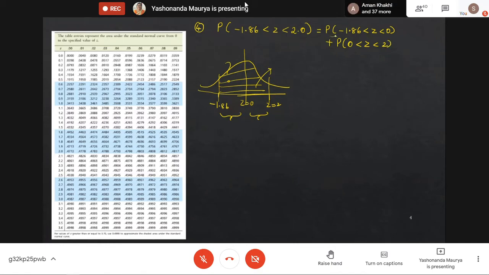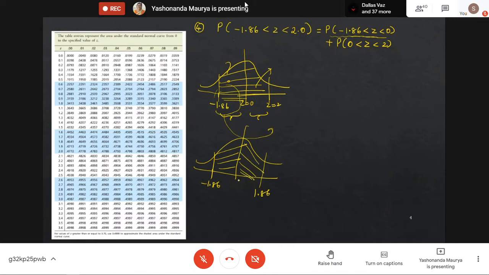Okay. Now this area, what we know about the curve is that it is symmetric. Okay. So when I take the mirror image of this, I will be landing somewhere here. So this area will be same as this area. If I stop here, which is minus 1.86, this area will be same as the area over here, between 0 and 1.86. They are the same thing because the graph is symmetric. So this is as good as probability that Z lies between 0 and 1.86.